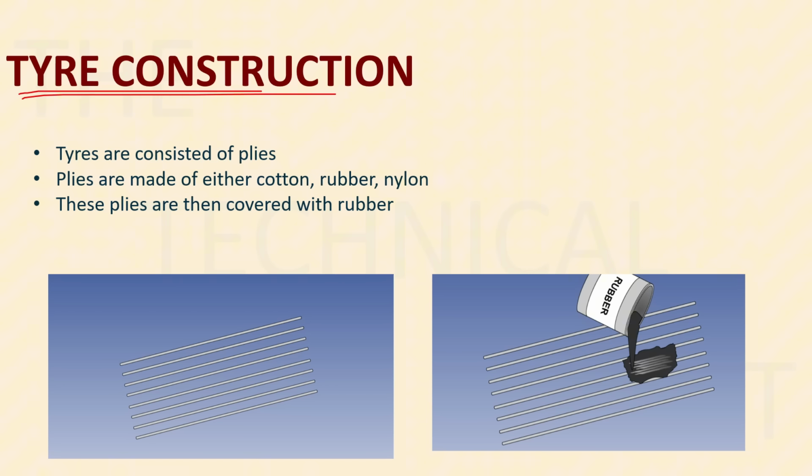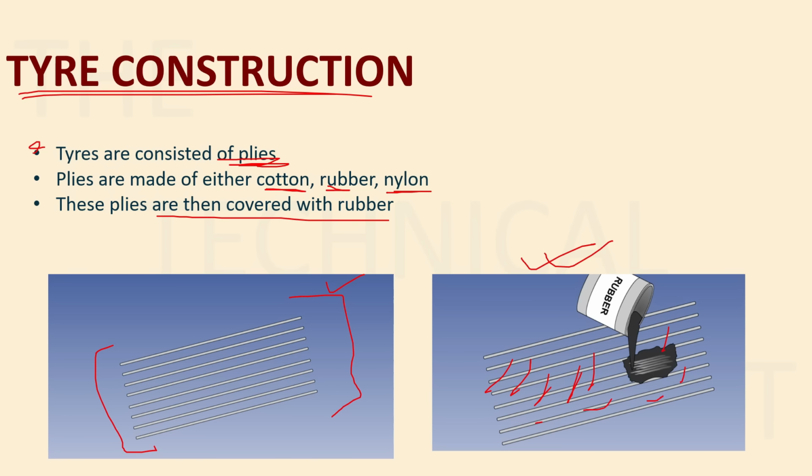So in tire construction, tires consist of what? Plies. What are plies? These lines, these strips that you're seeing over here, these are plies. So plies are made of what? Cotton, rubber, or nylon, right? And these plies are then covered with rubber. In the second picture, you can see that the rubber is covering these plies. It will cover up this whole ply and it will be used to make a tire.